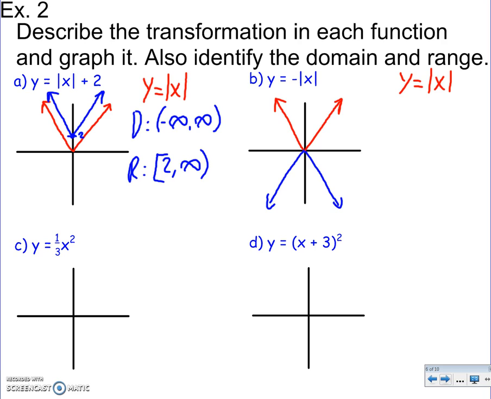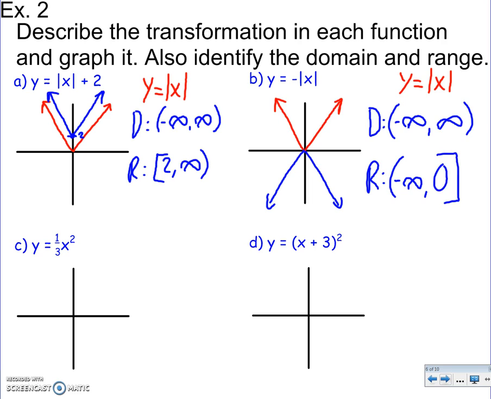All right, for this blue line, again, the red line is just like a shadow to let you see the original and like the before and after. The domain, how far left, how far right? Again, negative infinity to positive infinity. The range, how low to how high? It goes down all the way to negative infinity, and how high? It goes up all the way to 0, and it includes 0. So you could say y is less than or equal to 0 if you want.